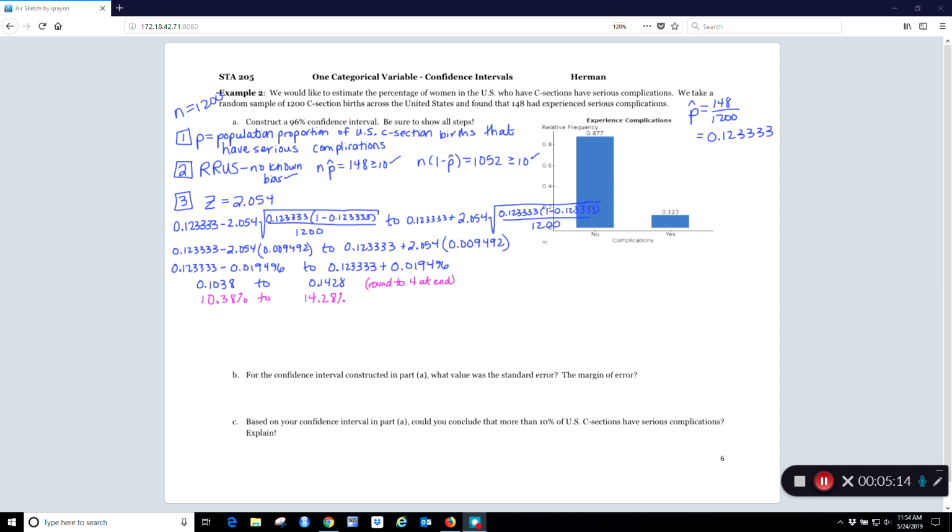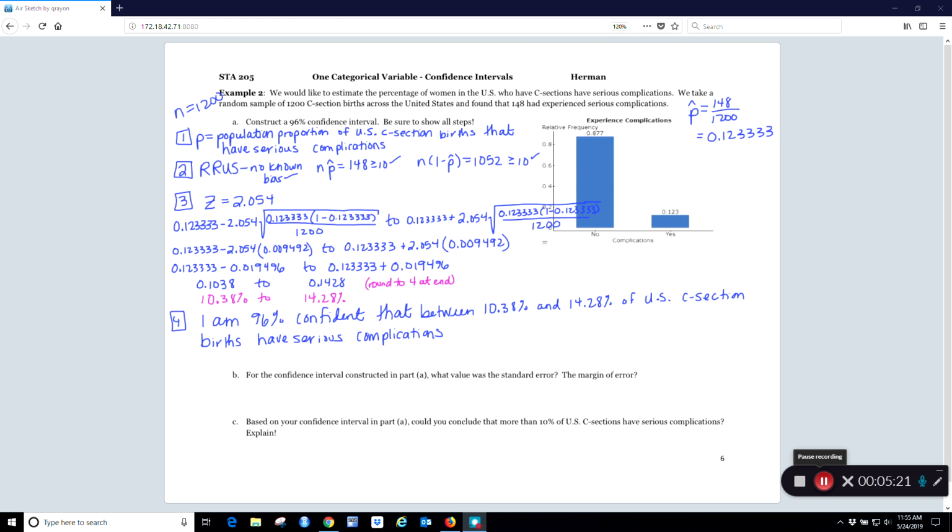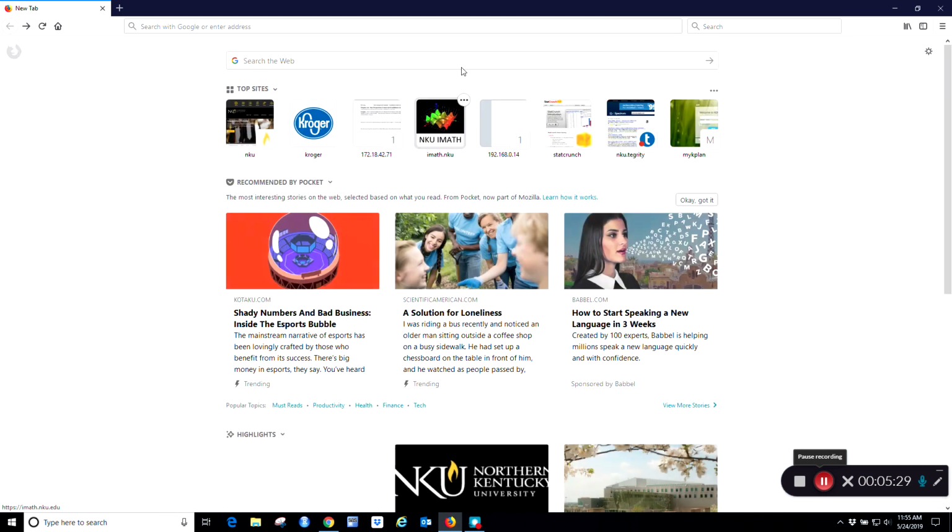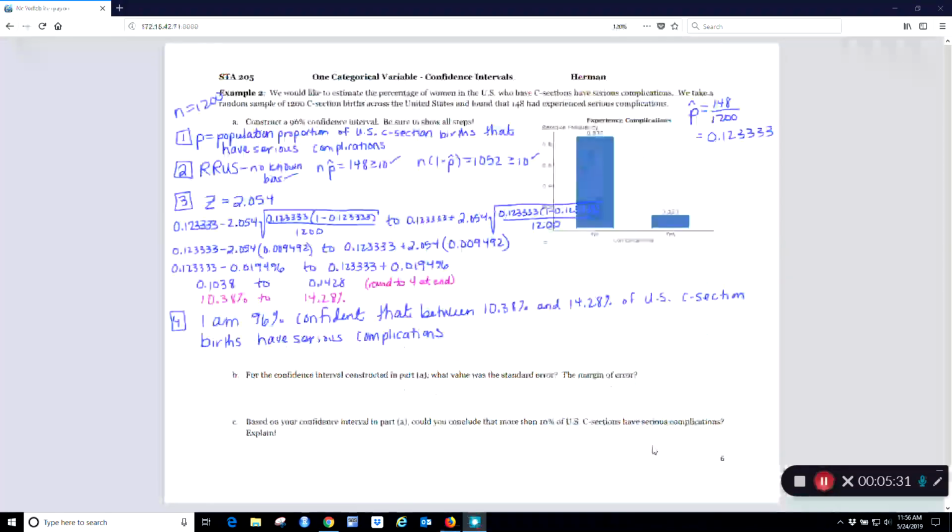So again, if you want to try the interpretation here first, you could pause the video and then see if you match me. So then looking at our interpretation, I am 96% confident this time that between our values, 10.38% and 14.28% of U.S. C-section births have serious complications. So another example of all 4 steps worked out.